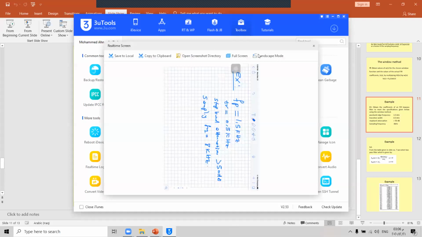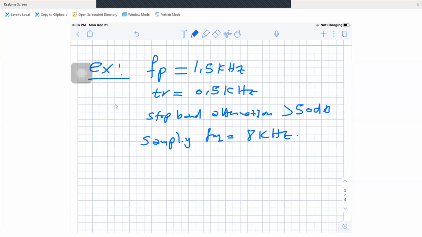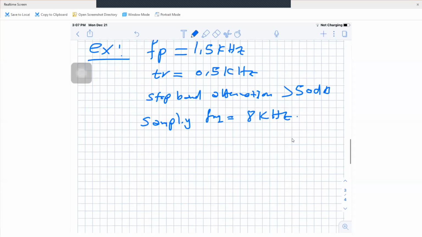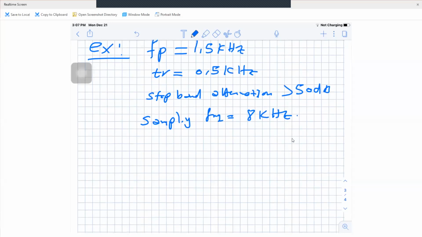Well, now we said that we have passband frequency, which is 1.5 kilohertz, transition width equal to 0.5 kilohertz, stop-band attenuation greater than 50 dB, and sampling frequency of 8 kilohertz. Now, based on the information given, let us sketch the tolerance scheme. Of course, here we are talking about a low pass filter, and by now, let us determine the tolerance scheme.